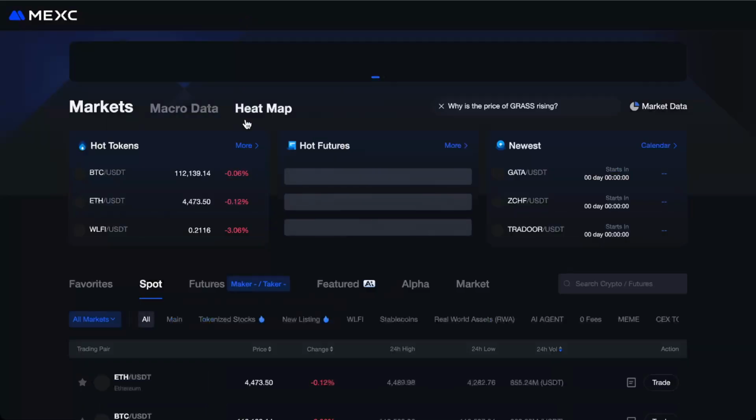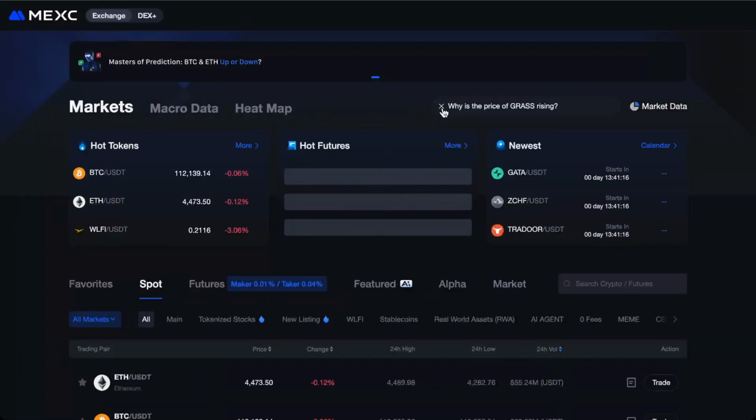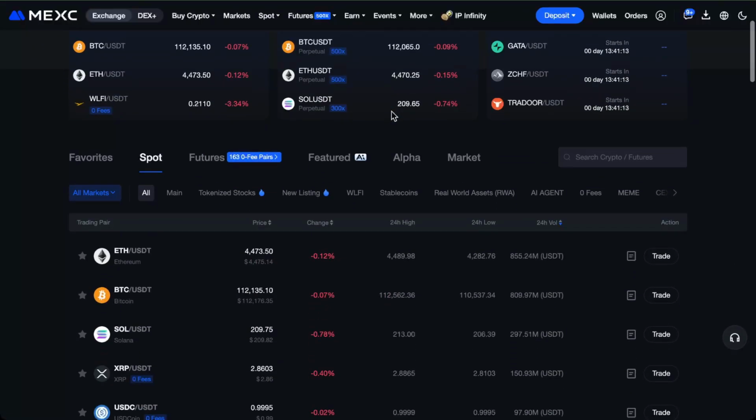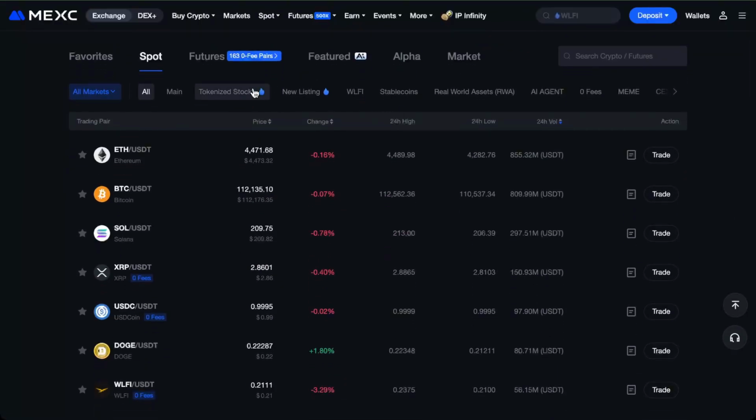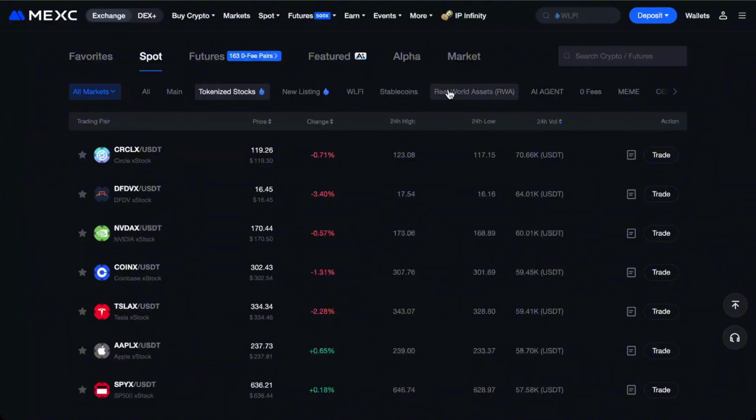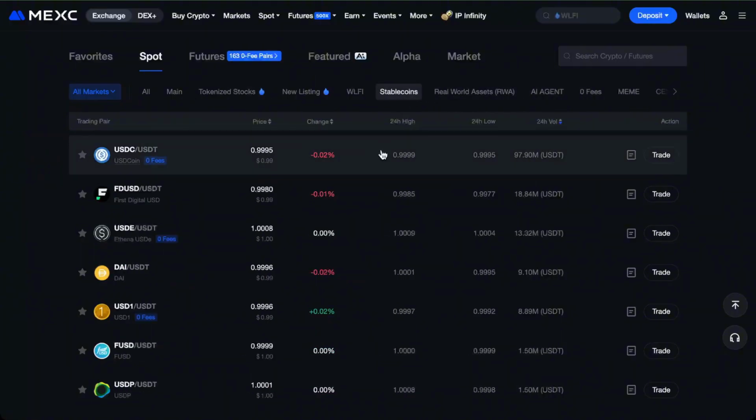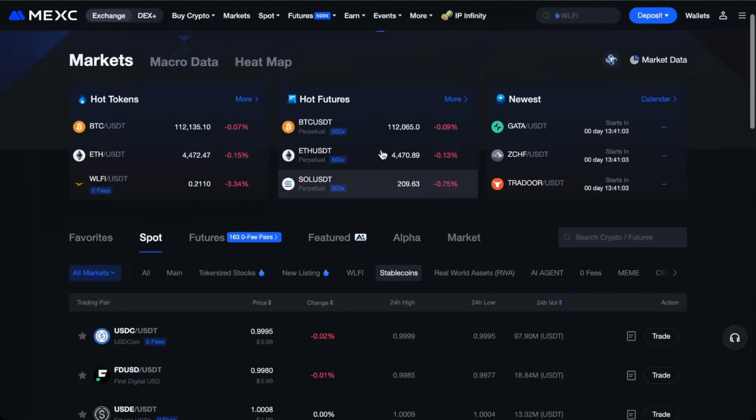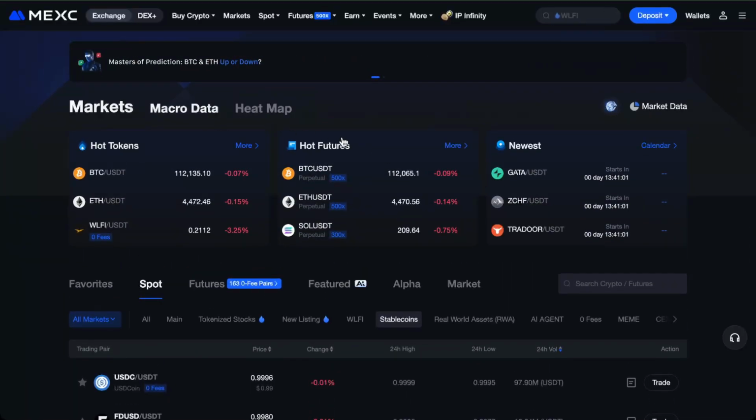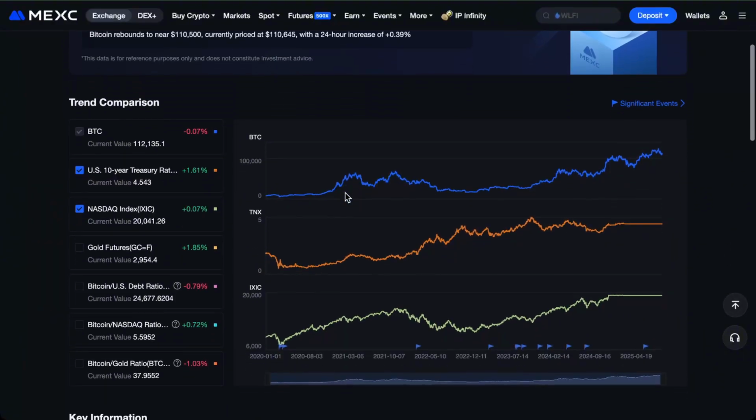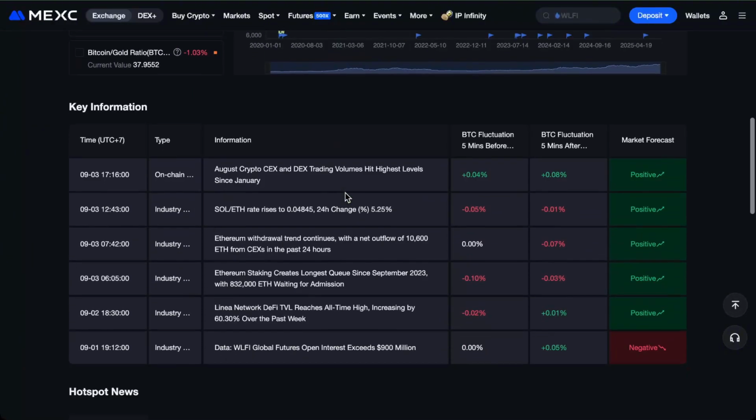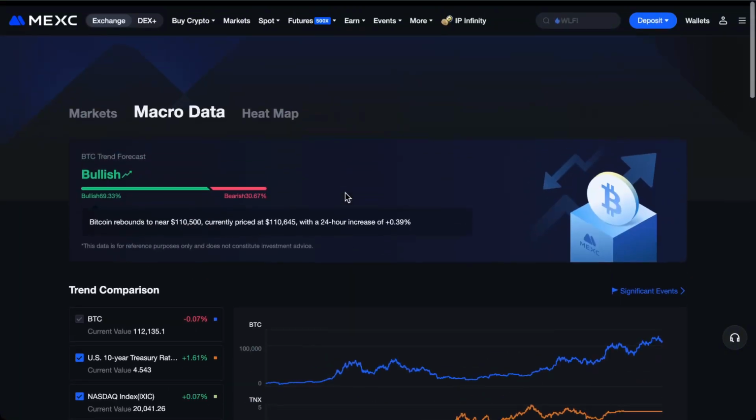Step 4, markets. Once your account is funded, it's time to trade. Let's start with the Market tab. Here you can browse all the tokens listed on MEXC, and there are thousands of them. They're grouped into categories like tokenized stocks, RWAs, meme coins, stablecoins, and more. There's also a macro data section. This shows you big picture financial and crypto news that might affect the market.